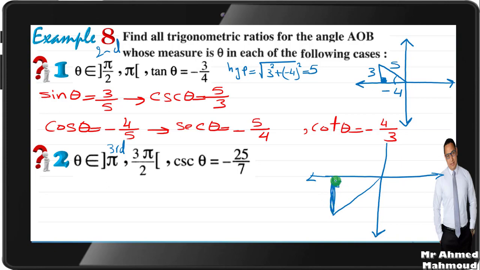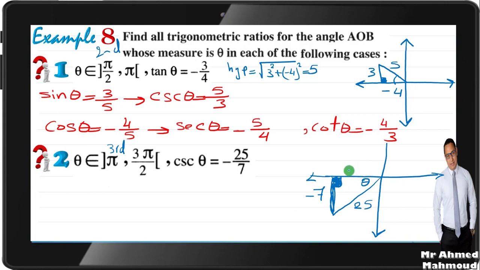Remember that the angle is always measured with the x-axis. So here is theta. Now cosec is the hypotenuse over the opposite. Again, the hypotenuse over the opposite. So the hypotenuse is 25 and the opposite is 7. But this is the negative direction of the y-axis, so it will be negative 7.